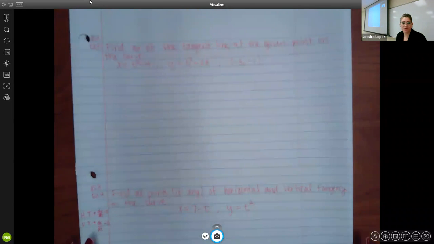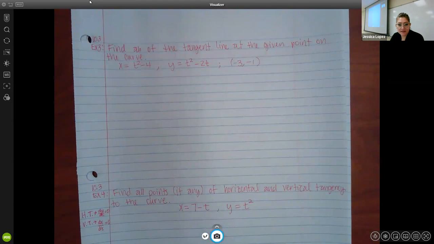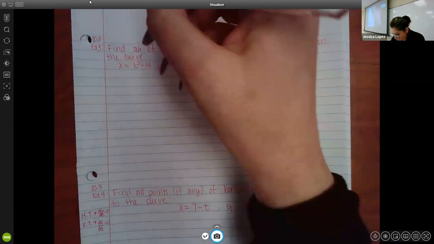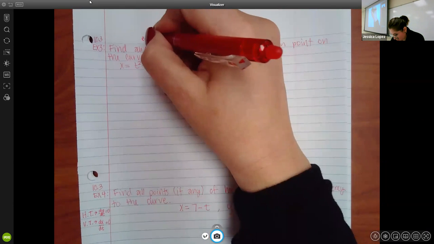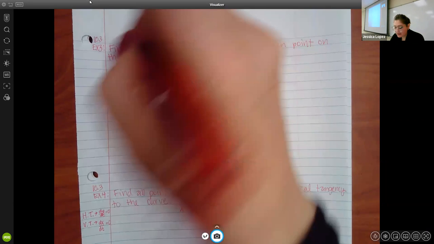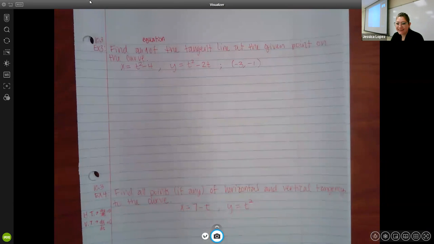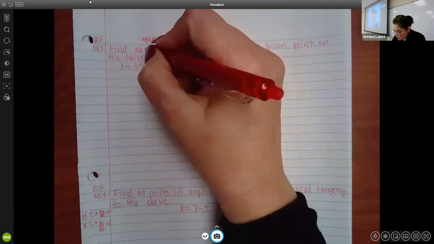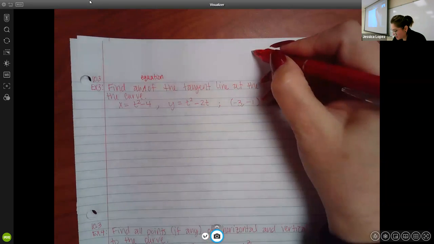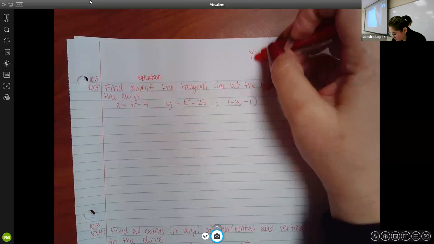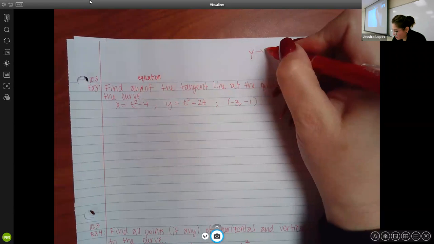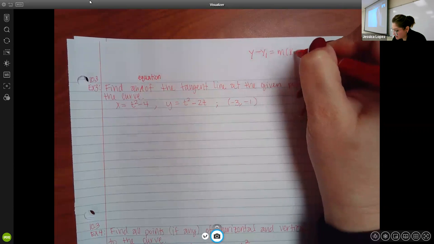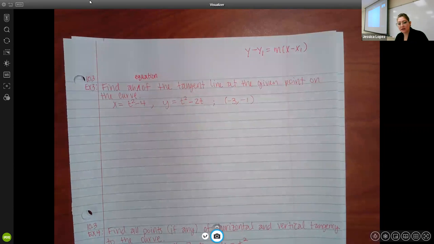Okay. So the third example is, I missed the word equation. I didn't even realize that. It should say find an equation of the tangent line at the given point of the curve, okay? And we have two, normally you follow this formula. In my videos, I always follow this formula: y minus y1 equal to m times x minus x1. But I'm going to manipulate it a little bit.